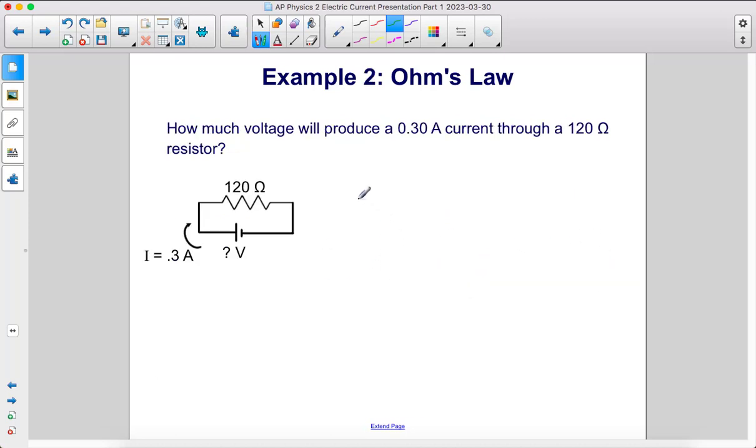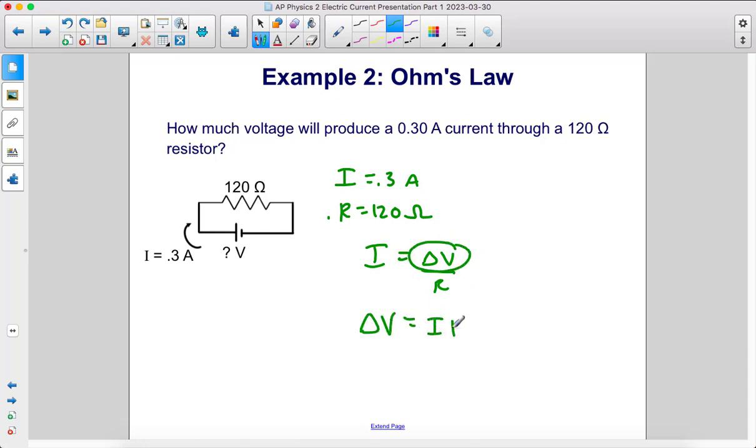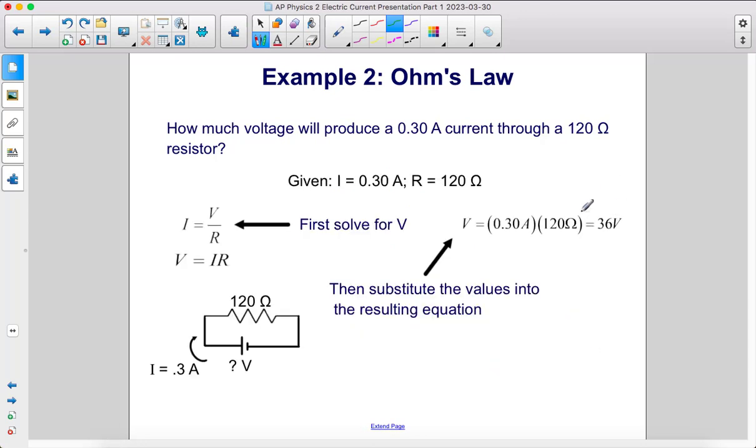How much voltage will produce a 0.3 amp current through a 120 ohm resistor? All right, so we start with Ohm's law, and we are going to solve for delta V. Delta V equals I times R. I is 0.3, R is 120. 0.3 times 120 is 36 volts. And here is the solution.